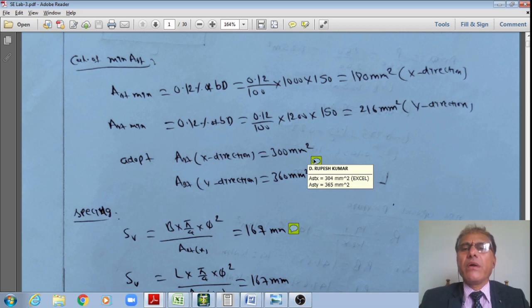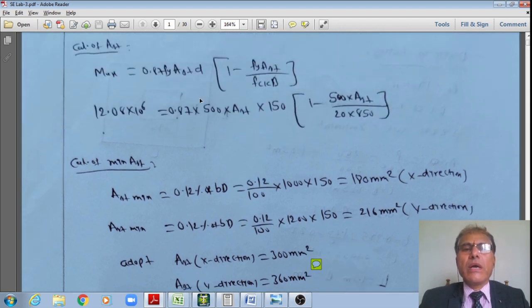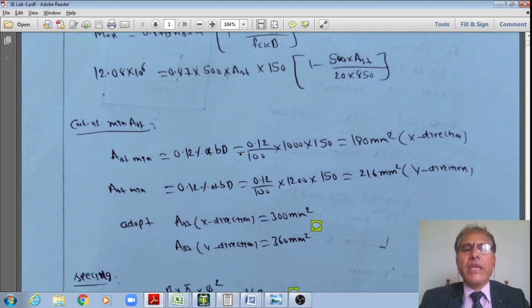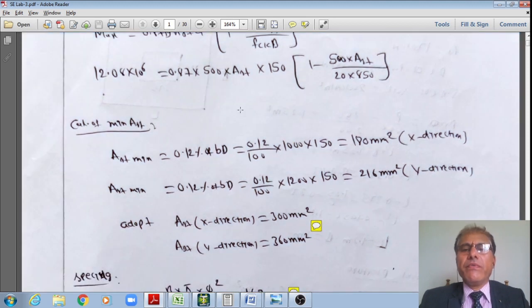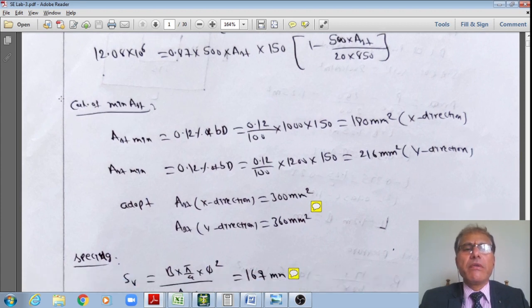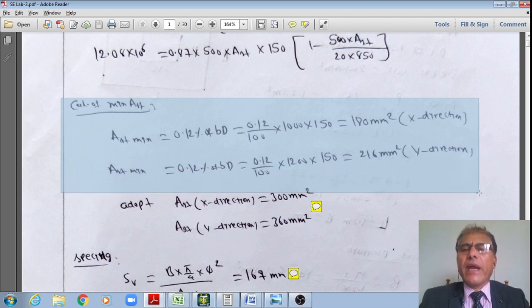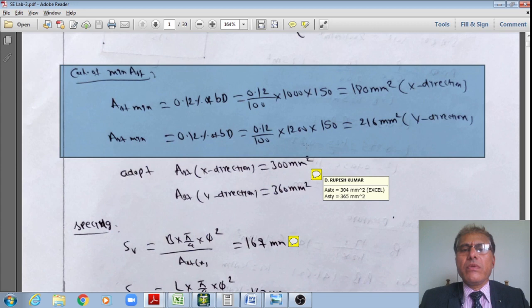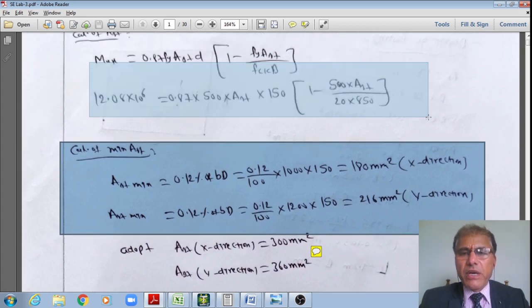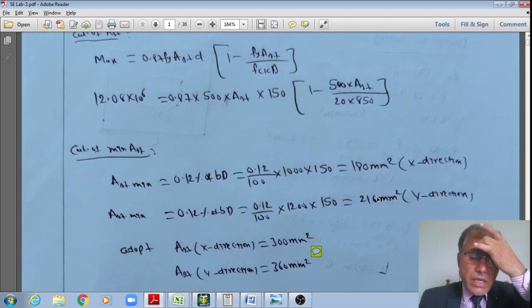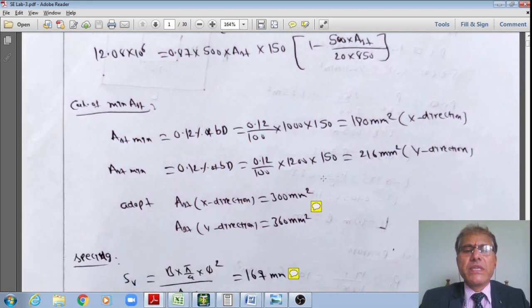Now calculating this, I'm getting the area of the steel which is much less than the area of the minimum steel, 0.12% of the BD, right? In X direction it is 180, and in Y direction it is say 216, right? Therefore, from the flexure point of view it will not govern the design, but from the minimum steel point of view it will govern the design, right?